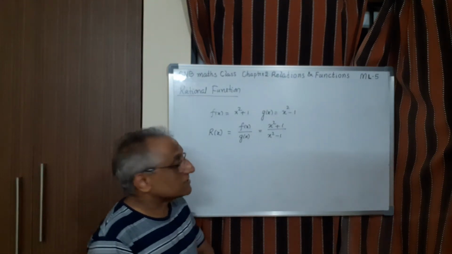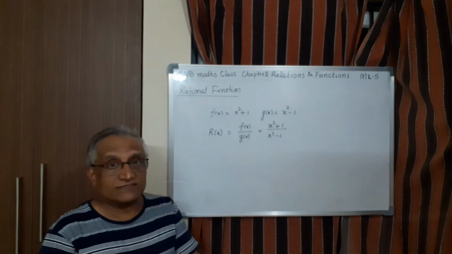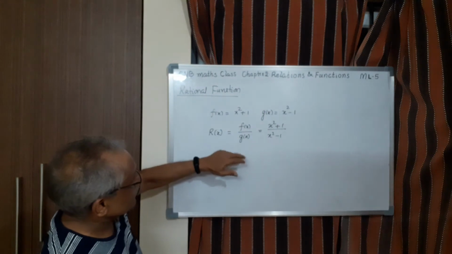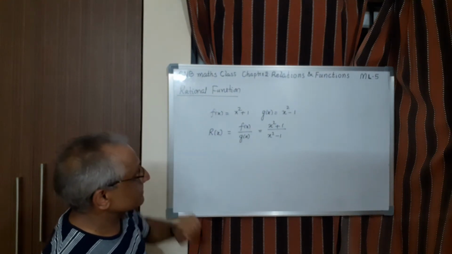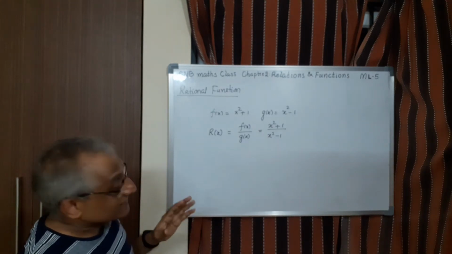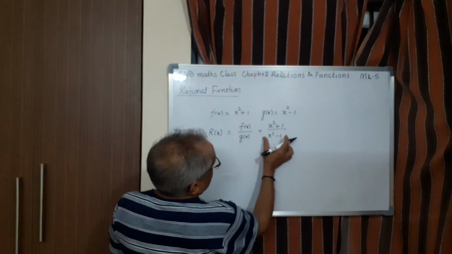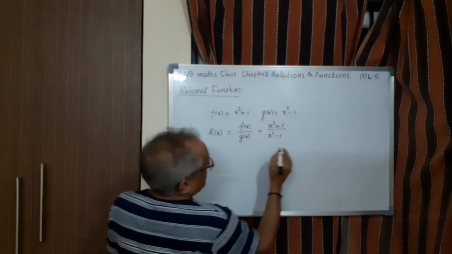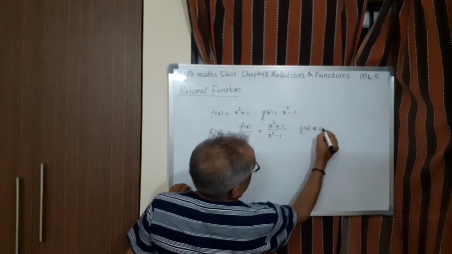It is a function of two functions, one function divided by another function. So this is the quotient. So you divide one polynomial function by another polynomial function, you get a rational function. But there are certain conditions. For example, if this is 0, the function is not defined. Therefore, the condition is that g of x should not be 0.